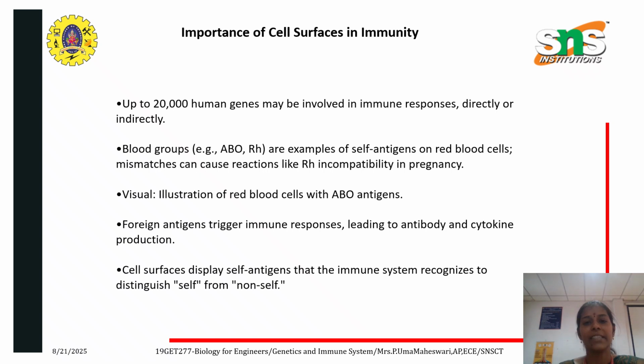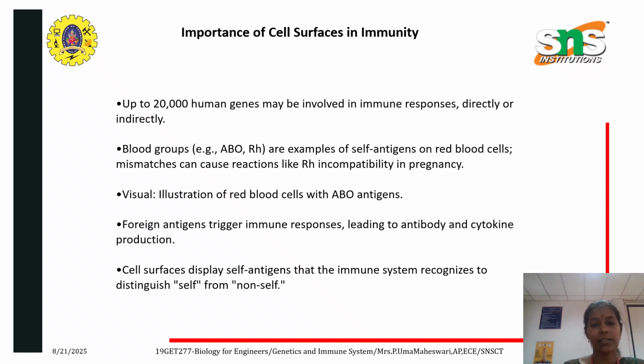The importance of cell surfaces in immunity is that up to 20,000 human genes may be involved in immune responses, directly or indirectly. For example, cell surfaces, blood groups and Rh level are all considered for the importance of immunity. Here is the illustration of red blood cells with ABO antigens, where foreign antigens trigger immune responses leading to antibody protection.